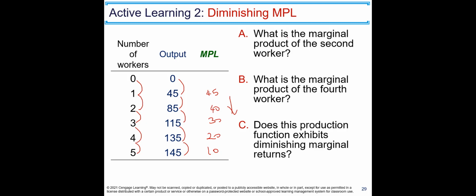Let's answer the questions. What is the marginal product of the second worker? 40. What is the marginal product of the fourth worker? 20. Does this production function exhibit diminishing marginal returns? Yes, it exhibits diminishing marginal returns.